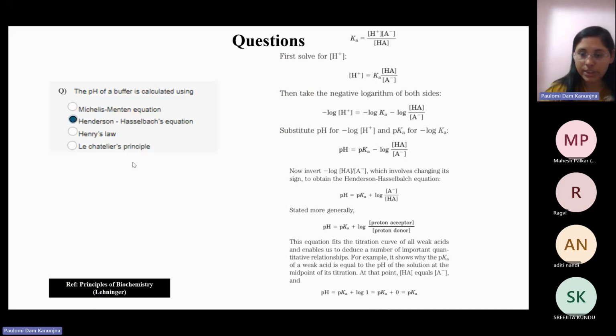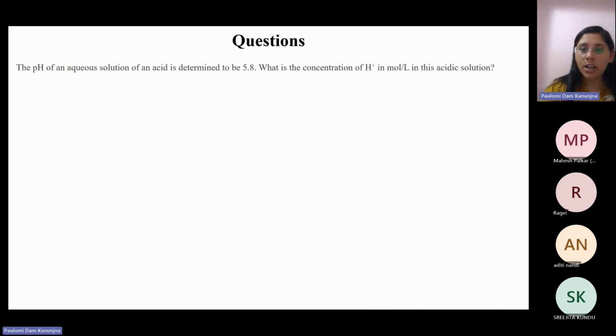Right? That was clear? Okay. Let's do more calculation so that it's better understood. So you have a pH of the solution, which is 5.8. What is the concentration of H plus?